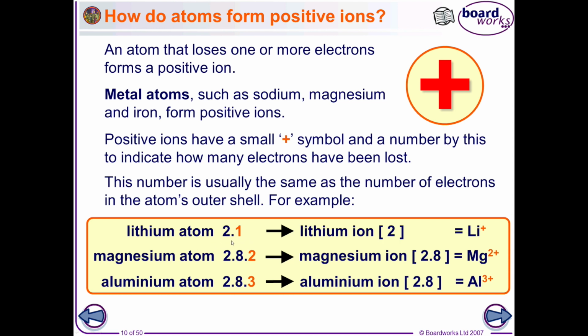metals, and we've got their configurations, we've worked those out, and what we can see is lithium's configuration is 2,1, so it's got 1 in its outer shell, it's going to lose that 1 and it will become a lithium plus ion. Magnesium's configuration is 2,8,2, and it's going to lose the outer 2 and become 2,8 and have a 2 plus charge. And then aluminium is going to have 3 in its outside shell, so it's going to lose all 3 of those and then become an Al3 plus ion.